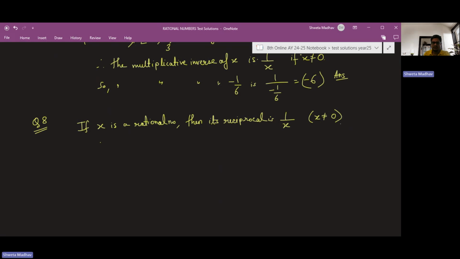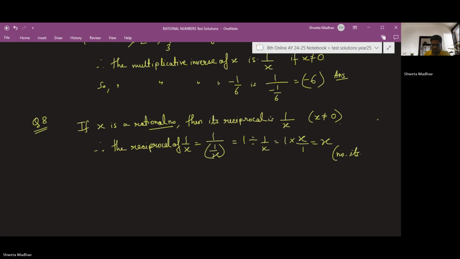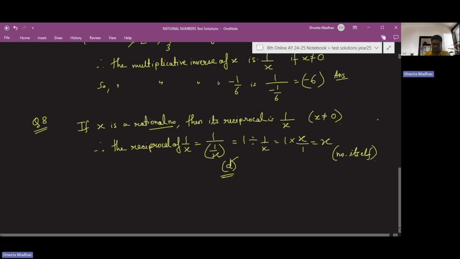Now the reciprocal of this reciprocal, so I can say the reciprocal of 1/x will be equal to 1/(1/x), which is 1 divided by 1/x, which is 1 into x/1, which is equal to x. So hence I can say that the reciprocal of the reciprocal of any rational number is the number itself. It means option D is the correct answer.